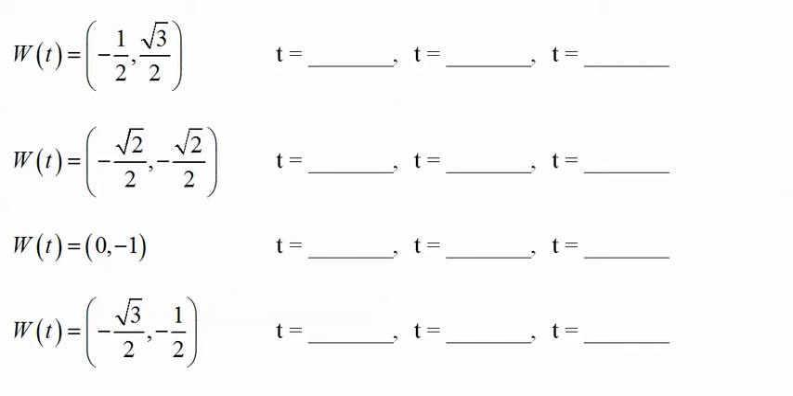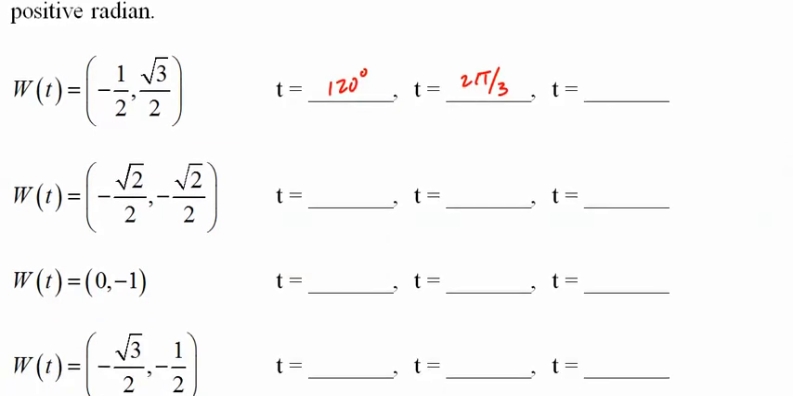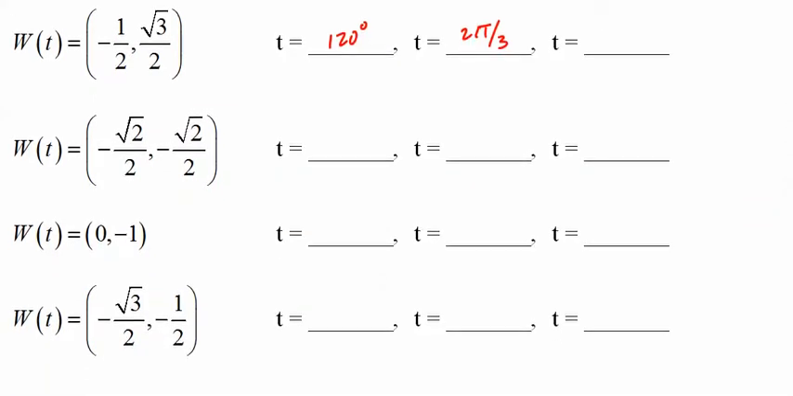So at negative 1/2, root 3 over 2, we're looking at 120 degrees, also known as 2 pi over 3. And what did this want? Positive, negative, what? Positive, negative degree, wimps. If I go to 120 and I flip it down, that gets me to negative 240 degrees. Sure. Negative, negative, I'm in the third quadrant. I believe that's at 225 degrees, also known as negative 135 degrees, also known as 5 pi over 4.